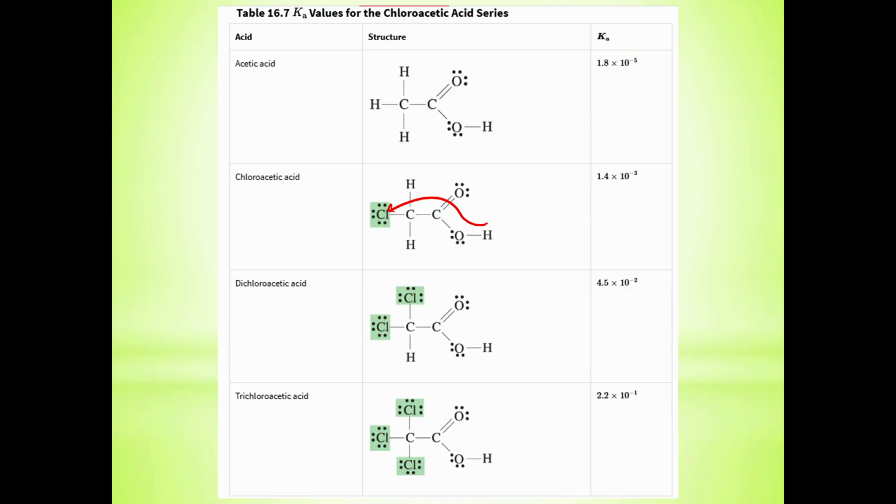With no chlorines, just plain old acetic acid vinegar, we know is a weak acid. Its Ka is 1.8 times 10 to the minus 5. As I start adding chlorines, 1.4 times 10 to the minus 3, 4.5 times 10 to the minus 2, to 2.2 times 10 to the minus 1.